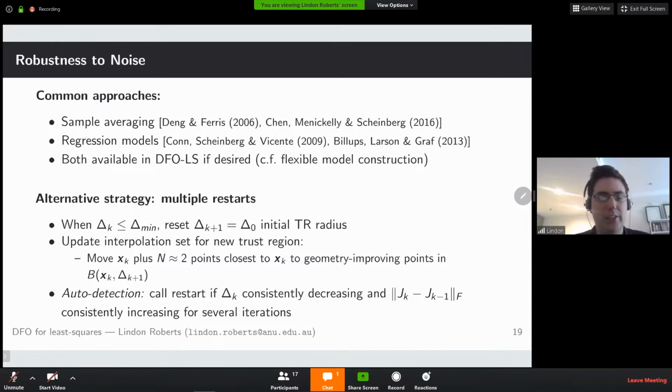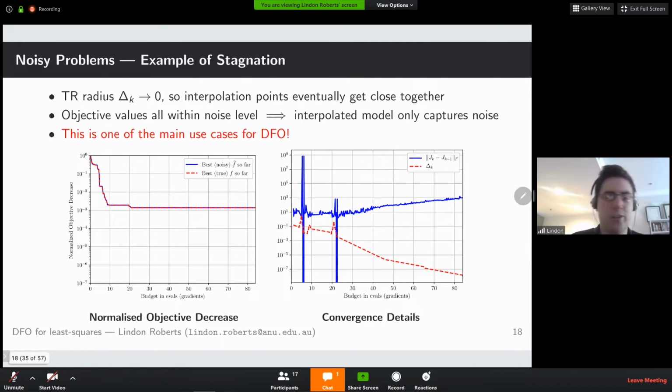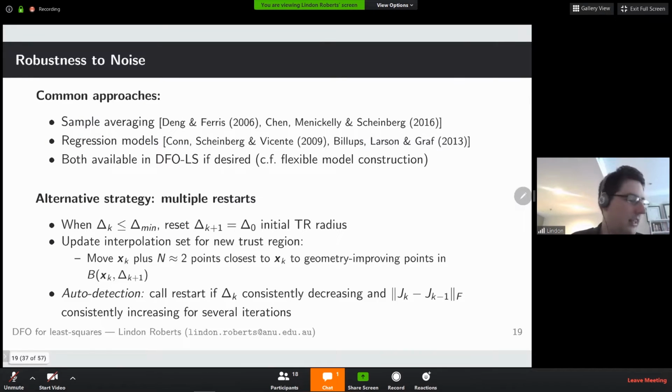We expand our region, and over that region, we hope that there's some genuine signal that we can capture and we can keep making progress. And we also have a little mechanism to detect that stagnation more quickly based on essentially looking at these plots I had before. The trust region radius is going to 0, and the change in the model is going up fairly consistently. Then we'll also call a restart as well.